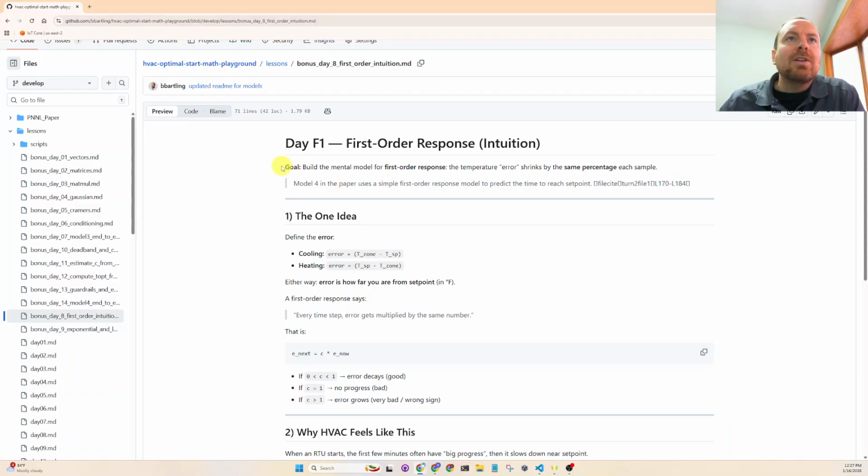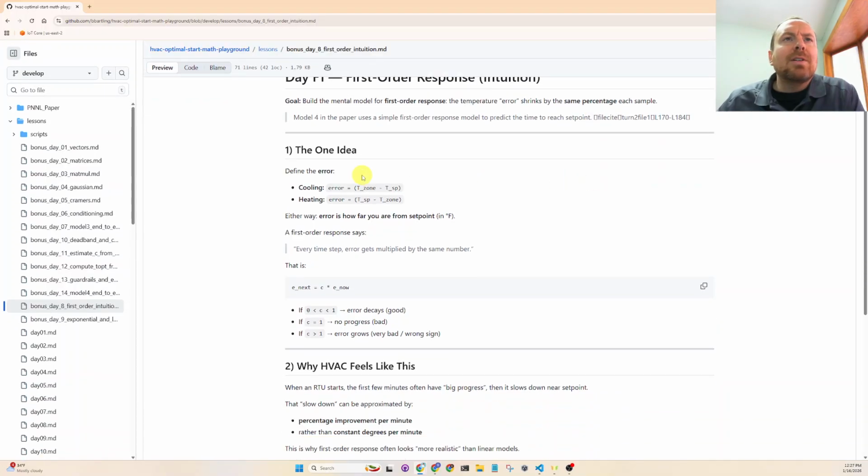Okay, so the goal is to build a mental model for first order response. The temperature error shrinks by the same percentage each sample. Model 4 in the paper uses a first order response model to predict time to reach set point. Define error. Cooling will be zone temperature minus temperature set point, and heating error would be temperature set point minus zone temperature. Makes sense, so I guess it'd be a positive number. Either way, the error is how far you are from set point.